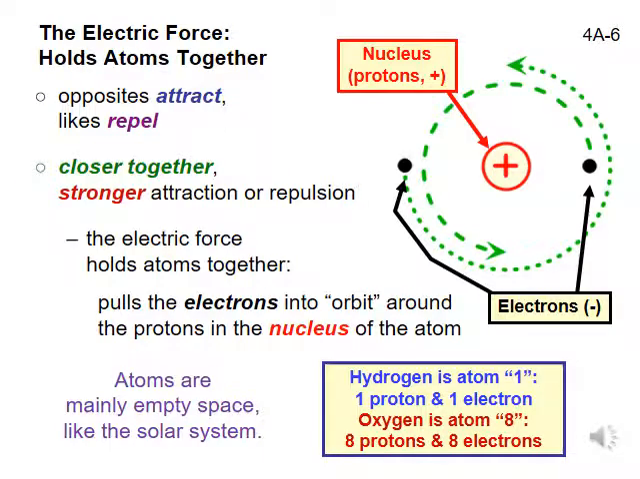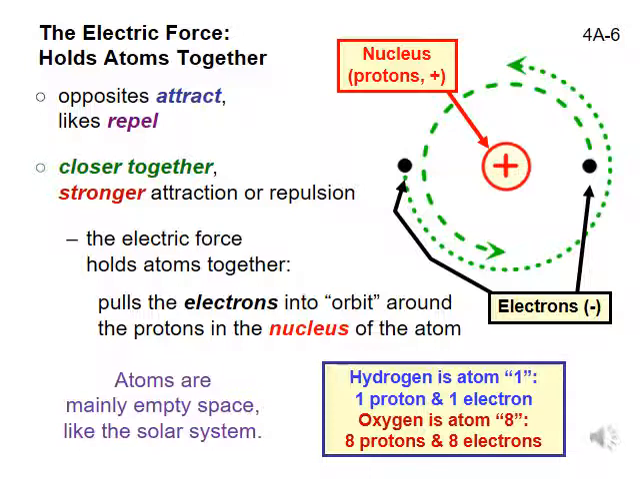Slide 6. The electric force holds the protons and the electrons together. There are two basic rules that the electric force follows. Two particles with different kinds of electrical charge are attracted to one another, opposites attract, and two particles with the same kind of electrical charge are repelled by, pushed away from, one another. The closer together two charges are, the stronger the electrical attraction or repulsion is.